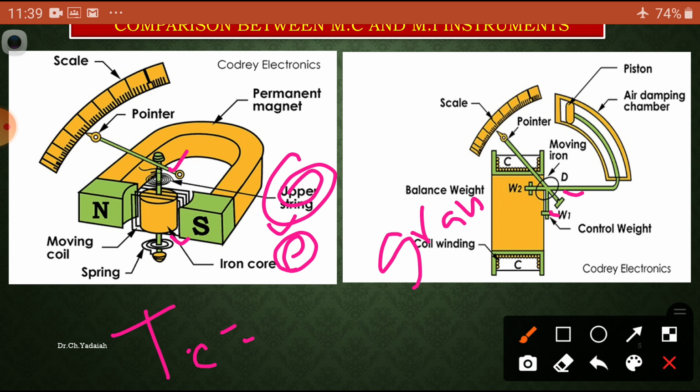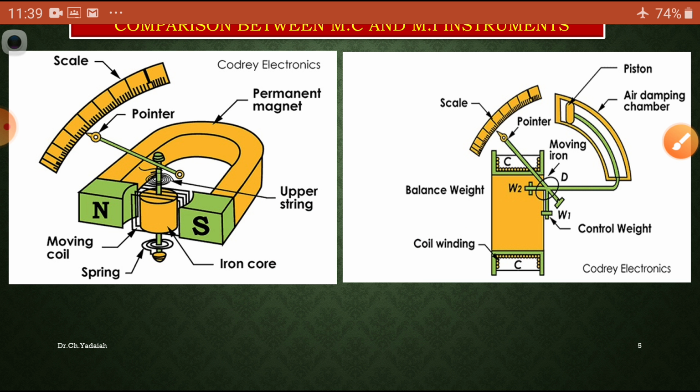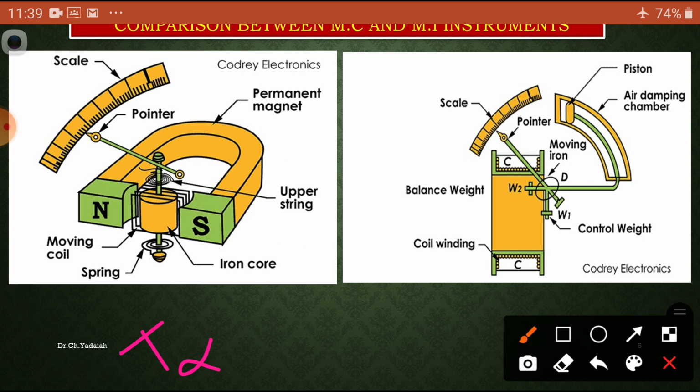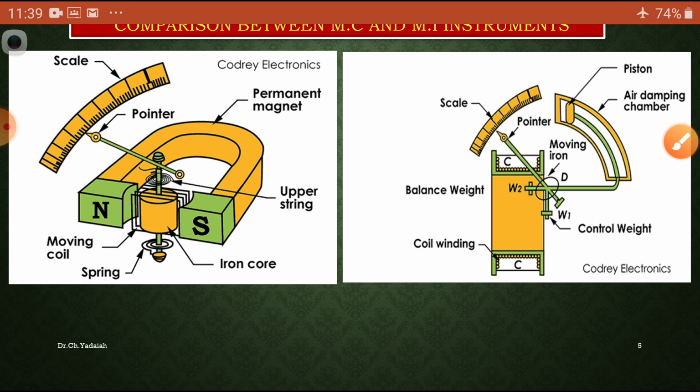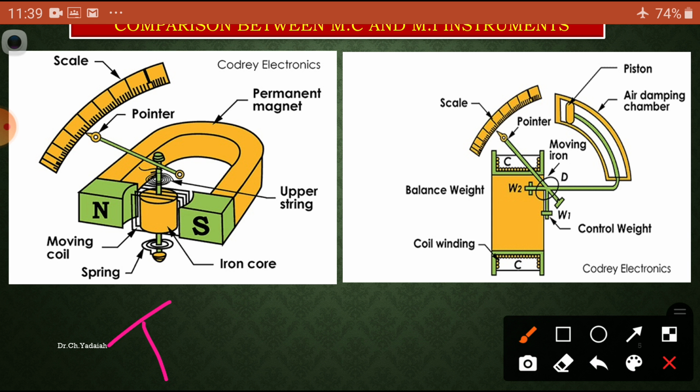Now the fifth aspect is the controlling torque. What is the controlling torque here? Here the controlling torque is proportional to the deflection. So T_C, the controlling torque, is directly proportional to the angle of deflection theta in case of moving iron instruments.